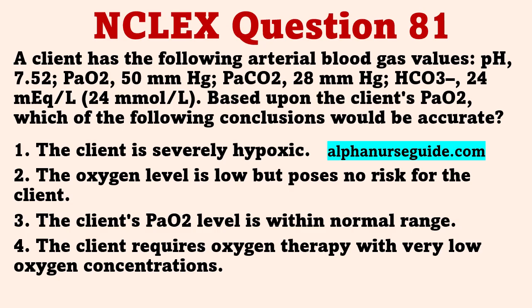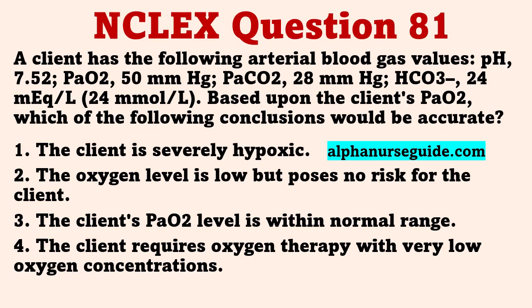A client has the following arterial blood gas values. pH is 7.52, PaO2 is 50, PaCO2 is 28, HCO3 is 24 milliequivalents per liter. Based upon the client's PaO2, which of the following conclusions would be accurate? 1. The client is severely hypoxic. 2. The oxygen level is low but poses no risk for client. 3. The client's PaO2 level is within normal range. 4. The client requires oxygen therapy with very low oxygen concentrations.